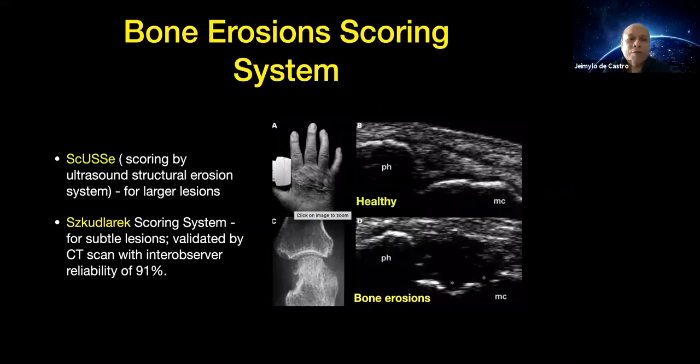Now, the other thing is the scoring system for bone erosions. We have two very common scoring systems. For example, if we are dealing with larger lesions, then we can use the SCUSSE, the scoring by ultrasound structural erosion system. And this is only limited for larger lesions. But for other lesions, especially for small subtle lesions, we can use the Sakellariou scoring system. And this could be validated by CT scan. And it has a very good inter-observer reliability rate of about 91%. So if we are doubtful about our results, then we can counter-check it with our CT scan, which will objectively give us a correlation on that.